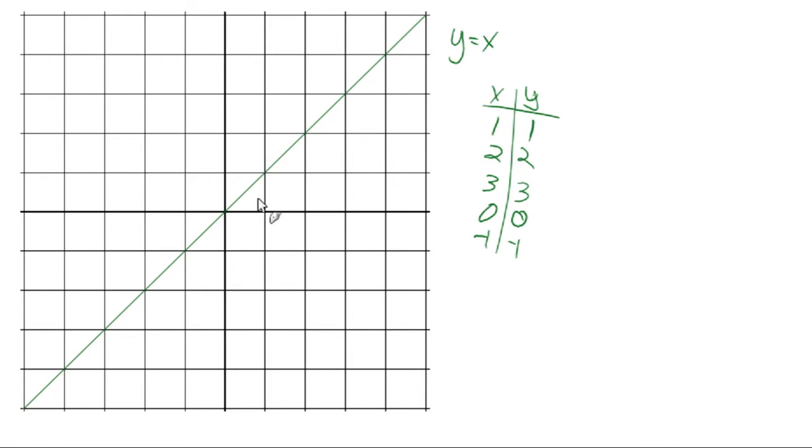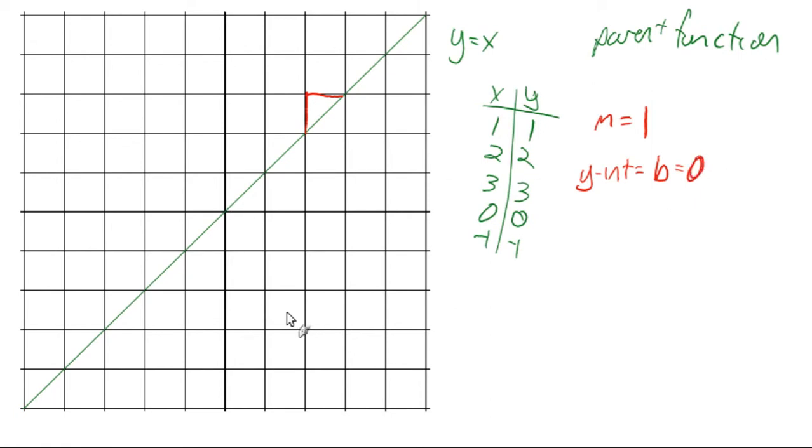So some of the things about this parent function are that the slope is up 1 over 1. The slope is 1. And the y-intercept, or what we'll come to call b, okay, the y-intercept is where the line intercepts the y-axis. So if you look at the y-axis here, the line intercepts the y-axis at y equals 0. So the y-intercept is 0. Okay.